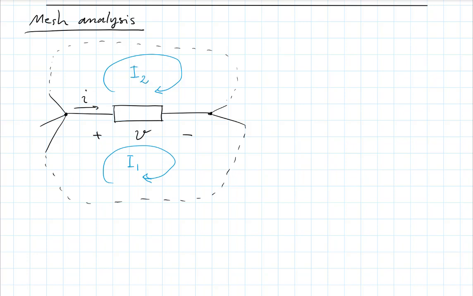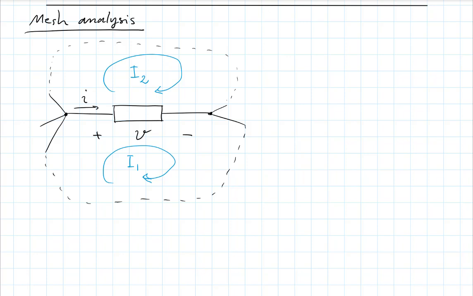Now, if I put an ammeter in this line here, I will not measure I1, nor will I measure I2. These are abstract concepts in my mind. I will measure I. But the way I define it is I equals the difference in these two currents that I imagine are circulating in these two meshes. So I have I1 circulating in this lower mesh, and I2 circulating in the upper mesh. And I is the difference of those.